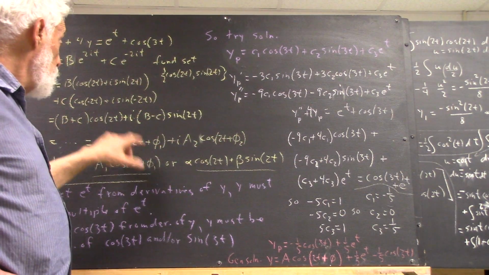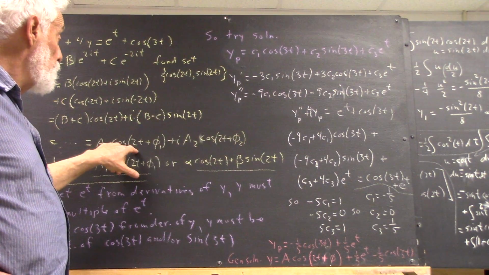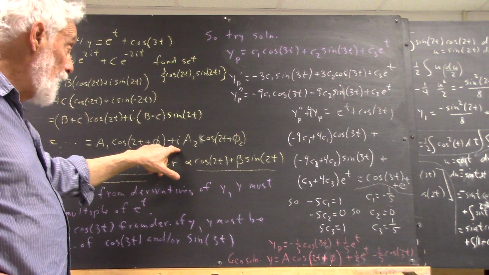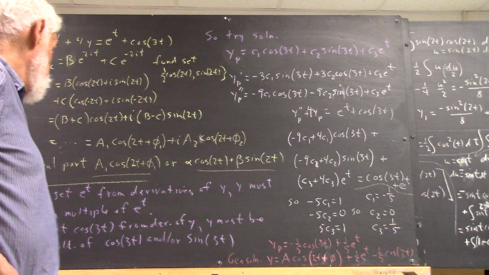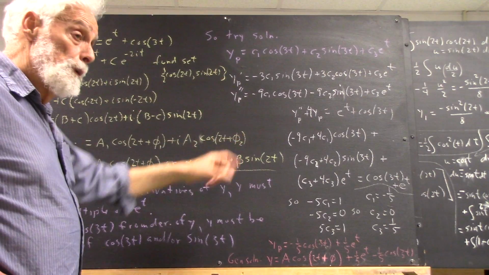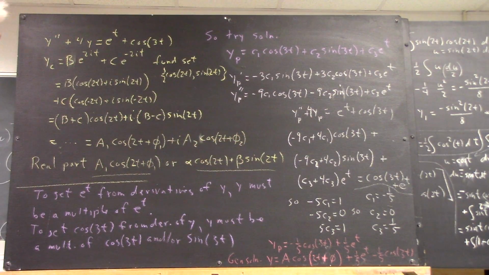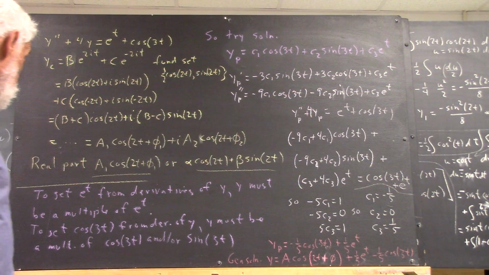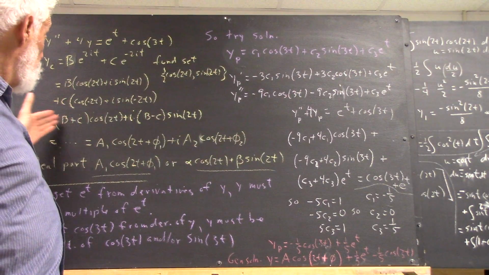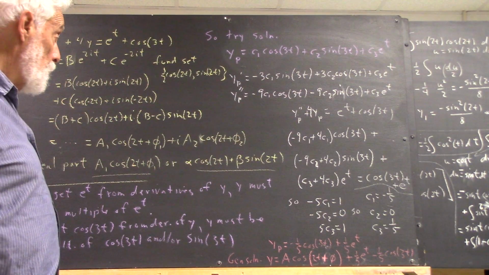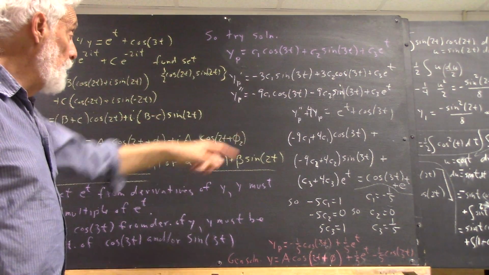Okay, so this can be put into the form a1 cosine of 2t plus phi 1 plus i multiplied by a2 cosine of 2t plus phi 2. Okay, phi 1 and phi 2 will be different. And a1 and a2 will generally be different. They don't have to be, but the phase angles do have to be, for reasons that you might want to think about. Okay, well, we've also established that the real part of this solution is a solution to the equation, and so is the imaginary part.